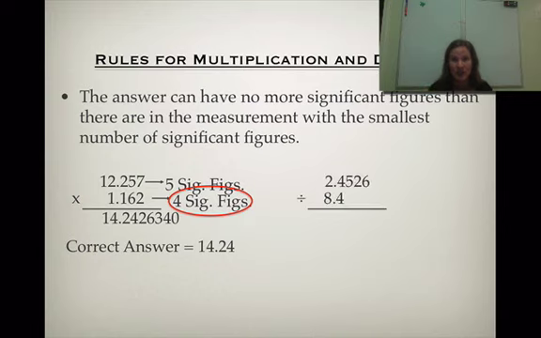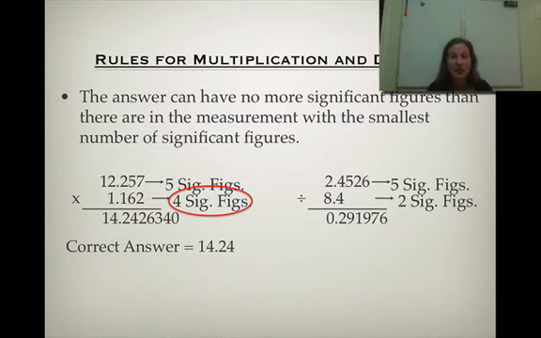Here's another example. I'm going to divide those 2 numbers. If I divide those 2 numbers, this is what my calculator gives me. Thank you, calculator. That is not your final answer. You have to go back and count. How many significant figures does the top number have? 5. How many does the bottom number have? 2. You now need to round your final answer to 2 significant figures.